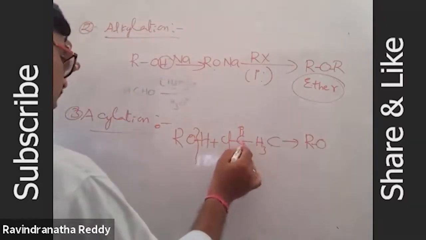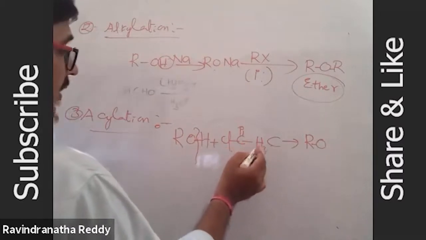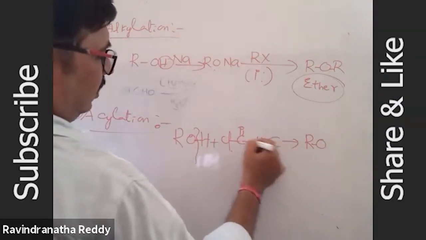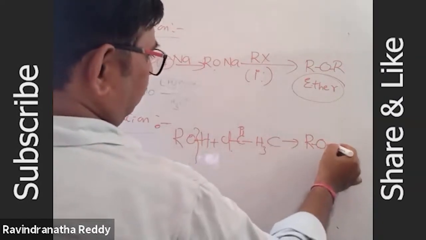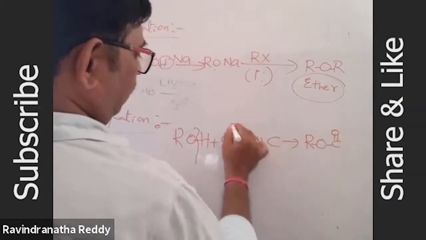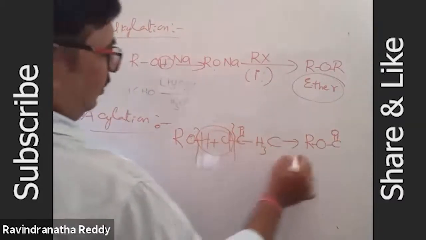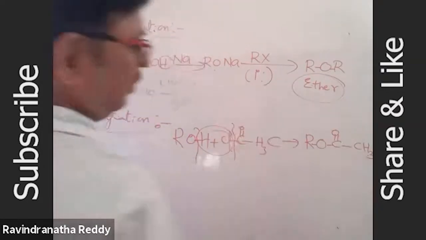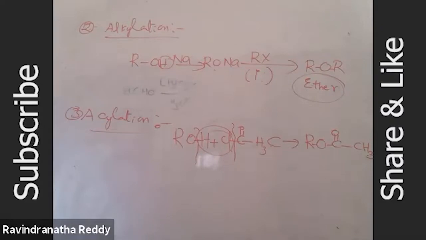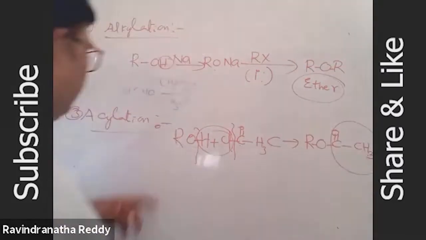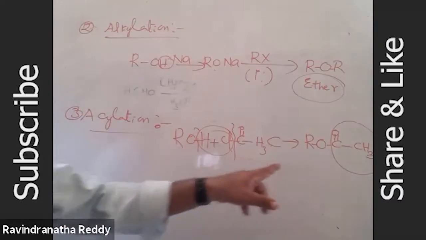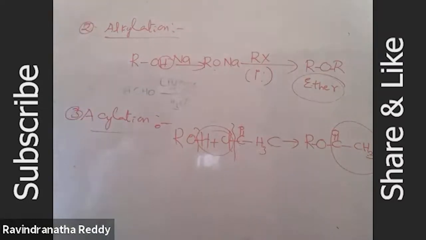Next, CH3COCl. ROCH3CO, ROCO. HCl is eliminated. The product is ROCOCH3. That is the answer. This is acylation. The acyl group is substituted: the CH3CO group in place of the hydrogen of alcohol. This is called acylation.